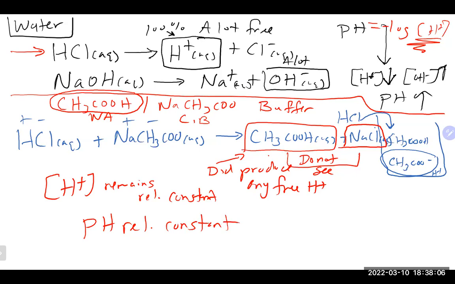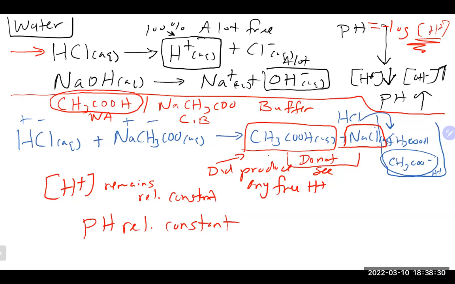So the way a buffer is able to prevent really big changes in pH when you add an acid to it is because it has the base part, it's able to react with the acid that's being added. It prevents the formation of a lot of free H plus really quickly. And that keeps the H plus concentration relatively constant and the pH stays relatively constant.